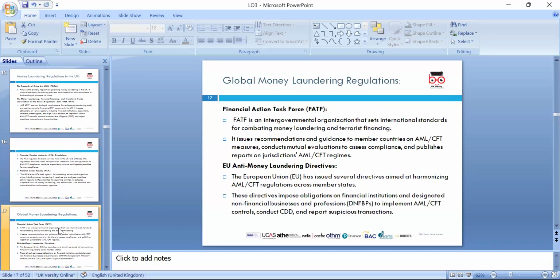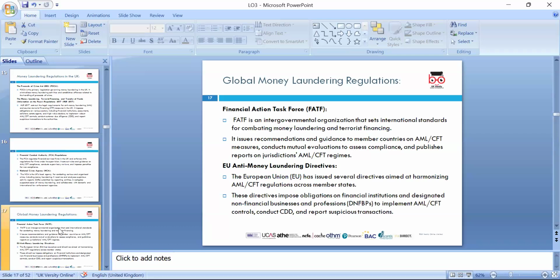Okay, so we have a global money laundering regulator, the Financial Action Task Force, FATF, which is an intergovernmental organization that sets international standards. We can look at AML, and we have CFT. All these are legislation to protect and promote.